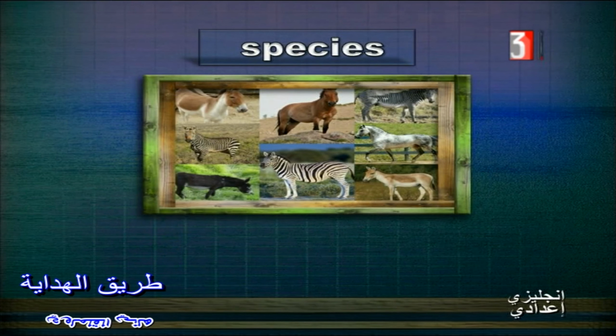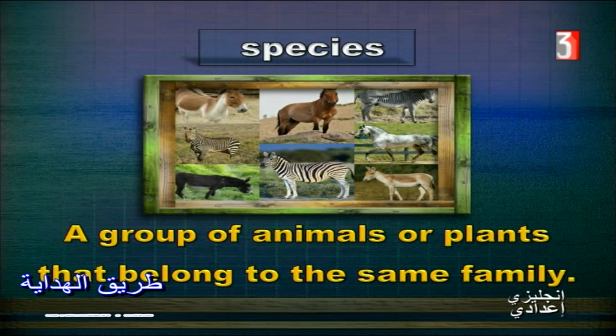We have here the word species. As we see in the photo, we have a donkey, a zebra, and a horse, all the same species. A species is a group of animals or plants that belong to the same family. They are the same family.